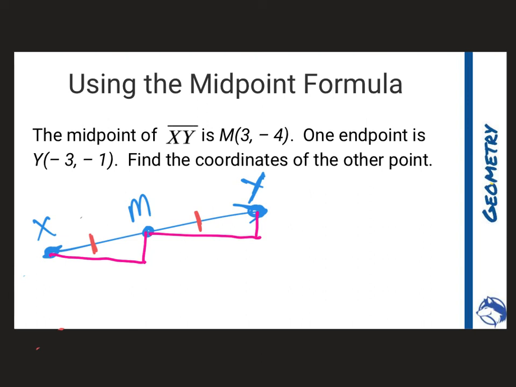So what I can look for is the difference between my x's here. So negative 3 to 3 is going to be 6. So what I have to do is just add 6 to this. So for my x, I know that it's going to be 9. And if I look at my other ones here, where it's negative 1 and negative 4, I know that I'm going minus 3. So this minus 3 ends up being a negative 7.